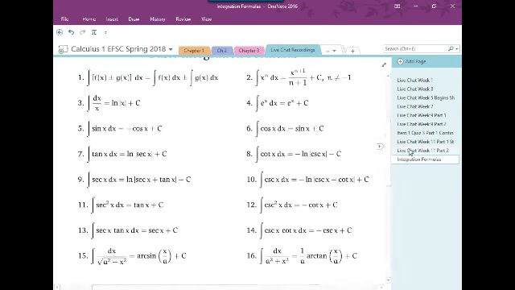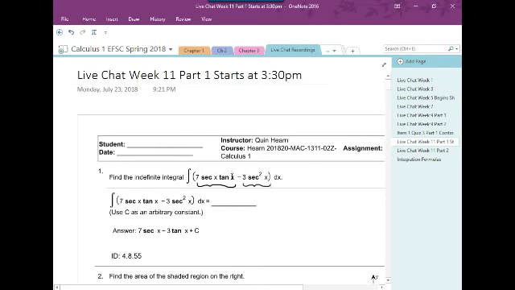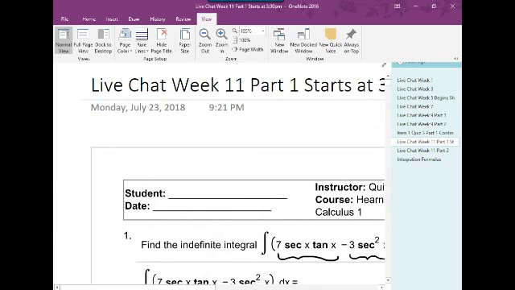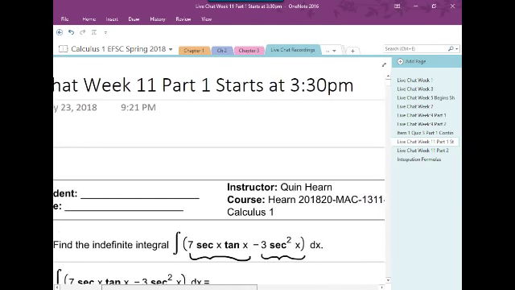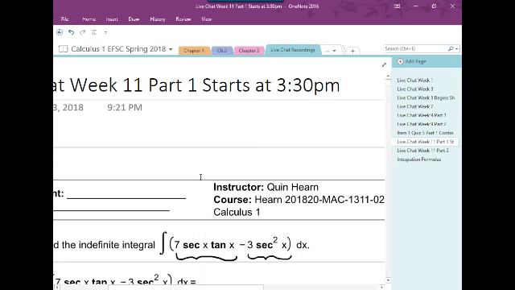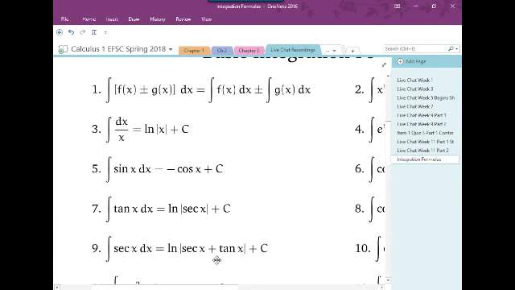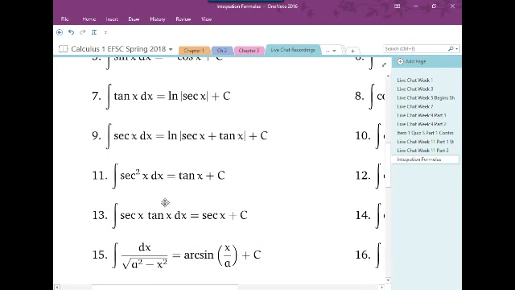So looking back at our problem, do we have any of those formulas that have a secant tangent? Let me make this a little bigger. Okay, you see how in the first term we have 7 secant tangent? So we want to know if there's a formula for that. Not the 7, because that coefficient can easily be brought out front of the integral, but the secant tangent part. So if you notice number 13 on the formula list that's posted in your OneNote is integral of secant tangent equals secant. So we do have a formula for that.